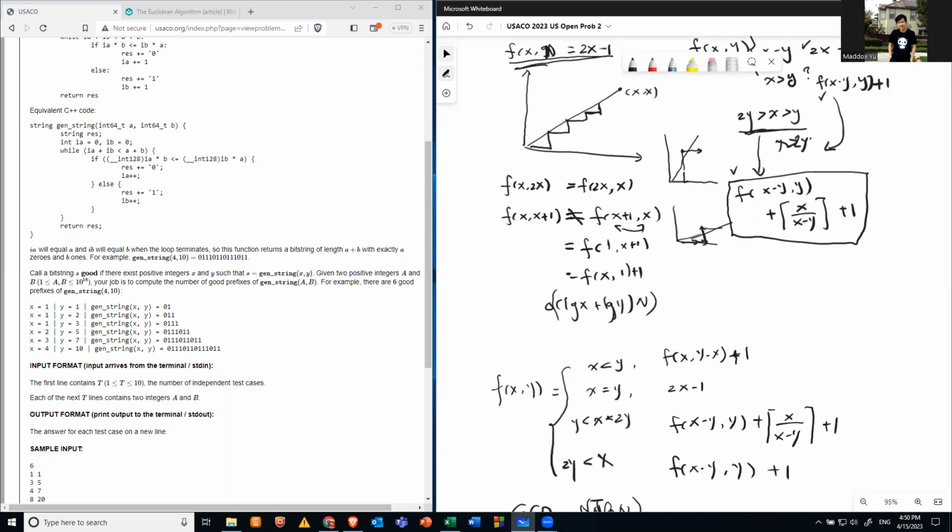So that's basically the answer. Once you figure this out, the answer is actually very short. It's like 20 lines of code, and then you're pretty much done. So that's the answer for this problem.